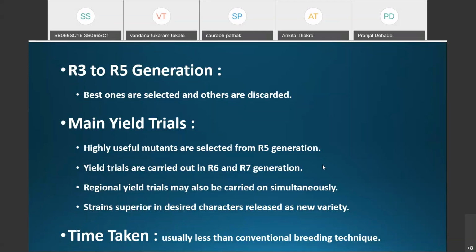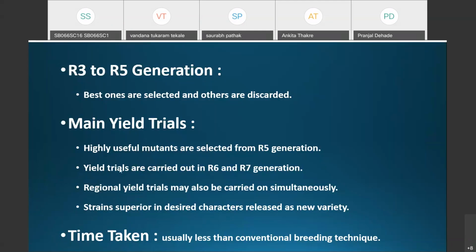Okay, then later on the main yield trials are carried out. How are the main yield trials carried out? The highly useful mutants with the desirable characters are selected from the R5 generation.